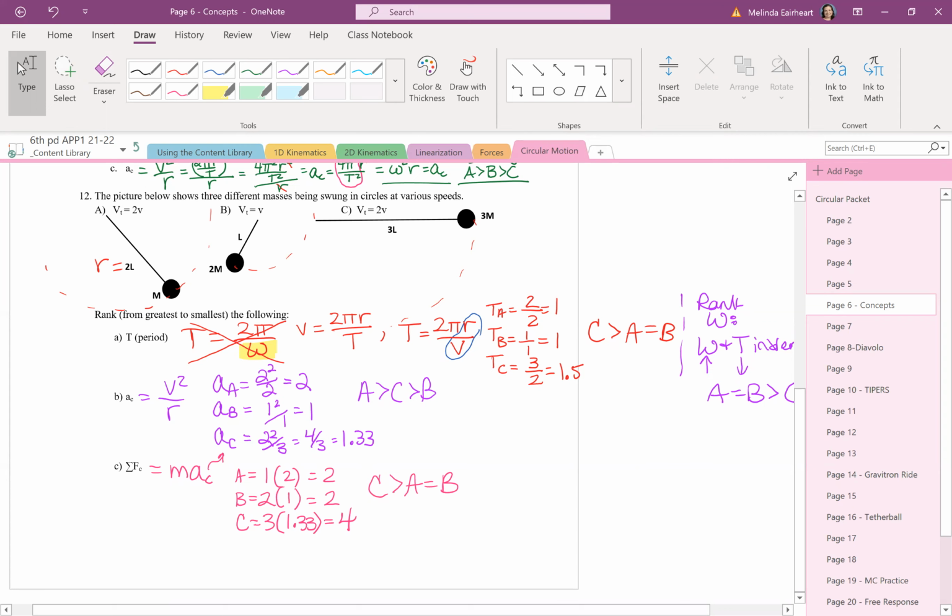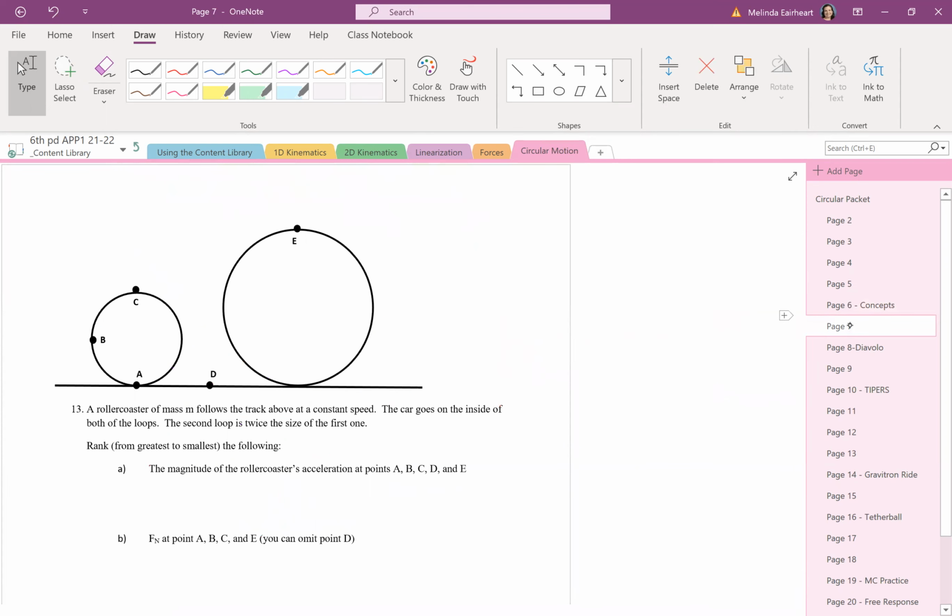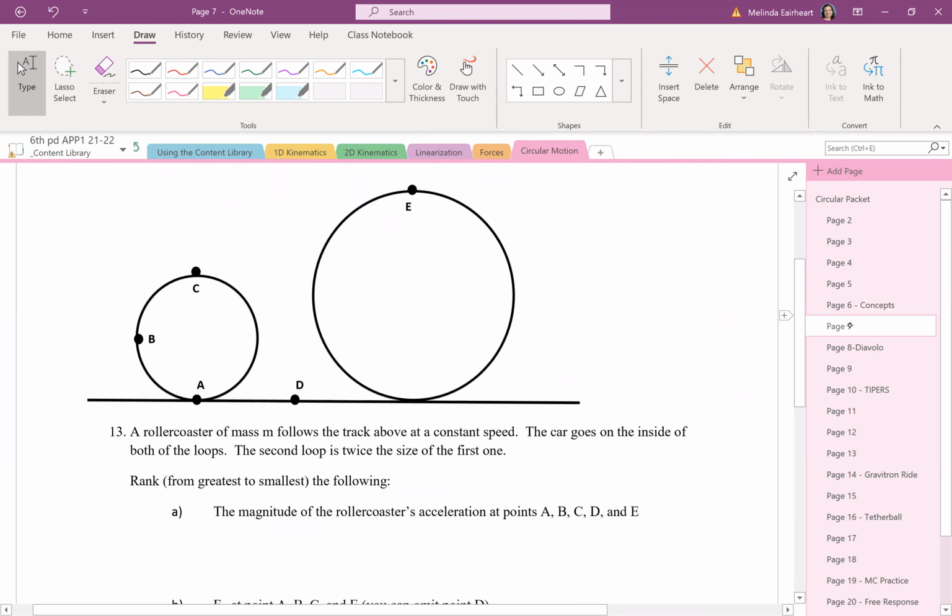Okay. Page 7 is actually a callback to the video from last class with the loop-de-loop. And again, don't try this at home. Don't take a car and do a loop-de-loop. Stick to the roller coasters, right? Or spin water in a bucket.